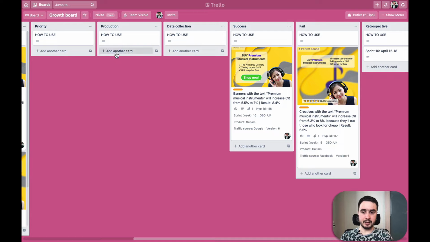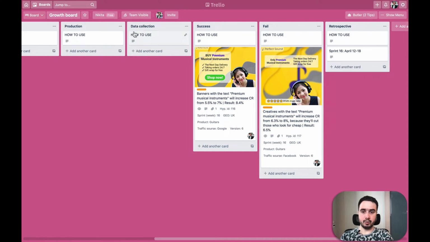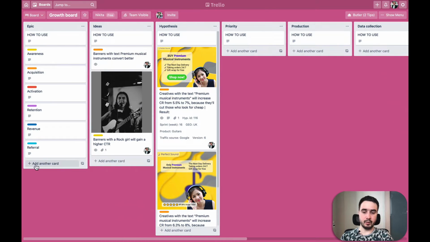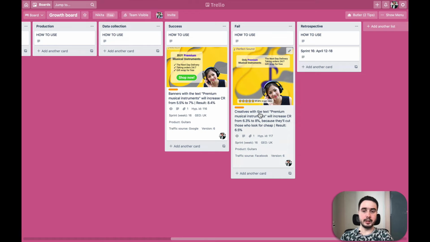After everything is done and the campaign is launched, the card goes to the data collection column and lies here until the data is collected. If the data isn't collected for some reason, for example, you stop the campaign forever, you just have to move this card probably to Epic, to fail, or just delete it if you understand that you will never use it again. But usually I put them into Epic and test them in the future. And finally, when you get your data collected, you put your card either to the success or to the fail column.